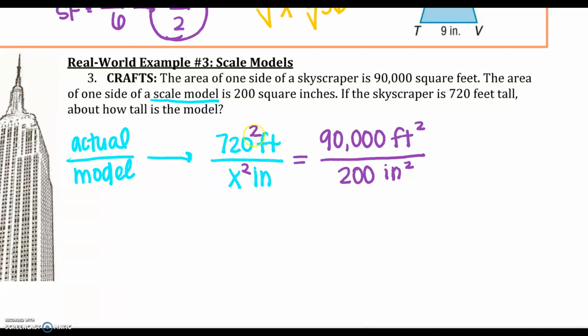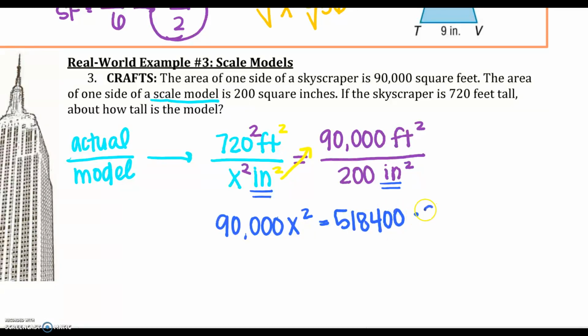So because I square 720, that also gives me the same units, so I could square my units. Then I'm just going to cross multiply. Now I don't have to convert because notice that inches are on the bottom, inches are on the bottom, so I will end up with inches. That's why I don't have to necessarily convert. So I get 90,000 x squared equals 720 squared, 518,400, times 200.